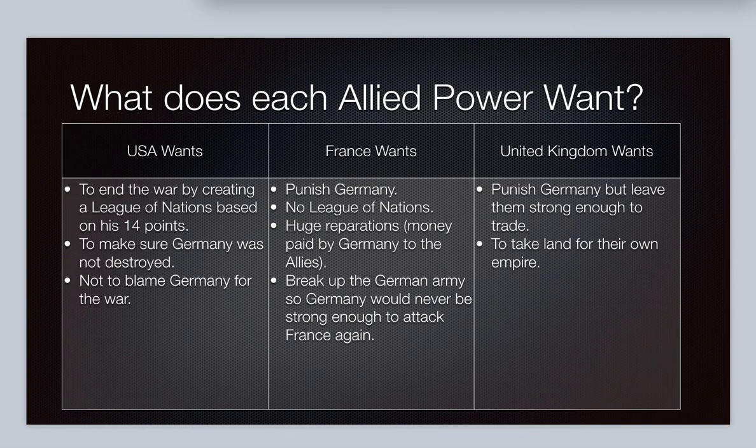So as you can see, France is pretty severe. They really want to punish Germany because Germany was very bad to them during the war. United Kingdom still wants to punish them, but they want them to be able to operate as a country, and the U.S. doesn't want them destroyed, doesn't want them blamed.